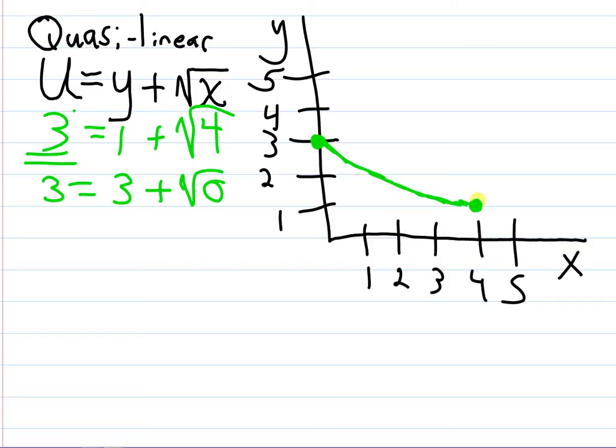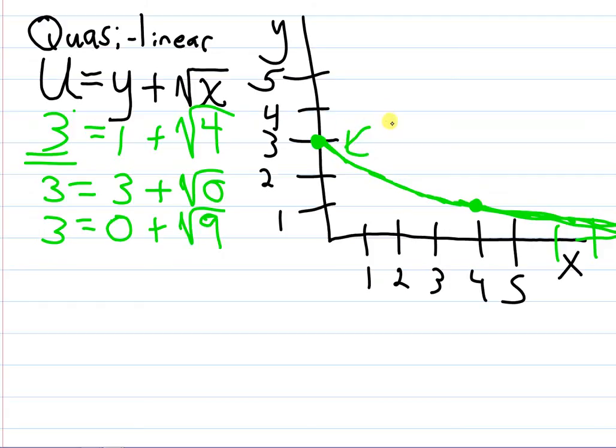Can you think of another point? What if I didn't have any y's? Is it possible to have 3 utils still? How many x's would I need? Well, 9, because the square root of 9 will give us 3. And so there's another point way over here, 6, 7, 8, 9, where we also get 3 utils. So here's the indifference curve for u equals 3.